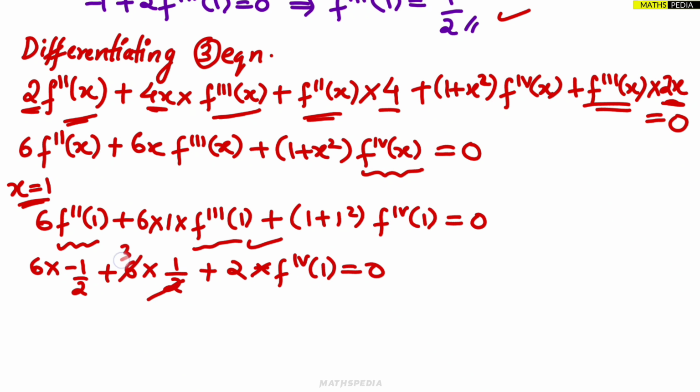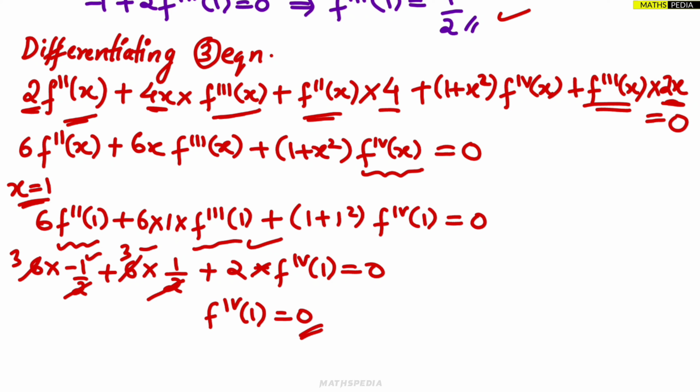So 2 ones are 2, 3 twos are 6. So minus 3 plus 3 is 0. 0 will go. So 2 will go that side, it will become 0. So fourth derivative value becomes what? 0. Okay. So we got all the values.